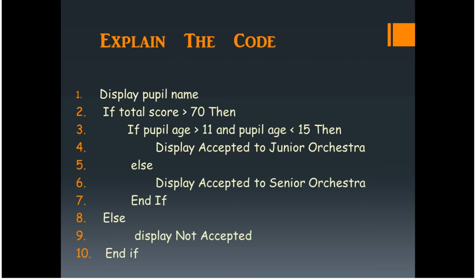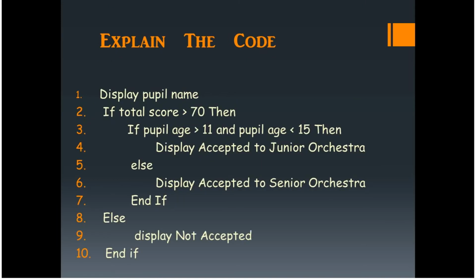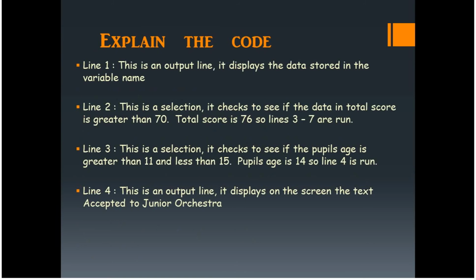So go back to your code here. I am now going to run line 4. Line 4, this is an output line. It displays on the screen the text accepted to junior orchestra. That is what gets displayed. Nothing else gets displayed in this code. Because look at 5, if my age is not between 11 and 15, display accepted to senior. That doesn't happen. End if, we finish it, we come down to line 8. Well, my total score was more than 70, so I don't run line 9. That's us finished our code. That's what you would write.